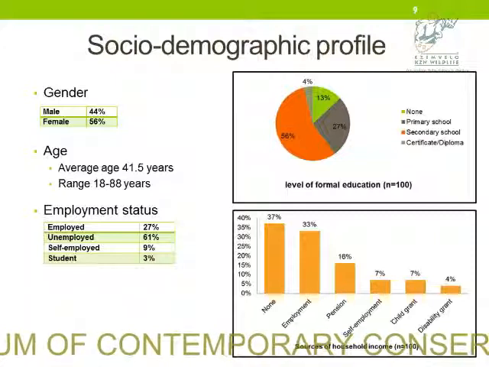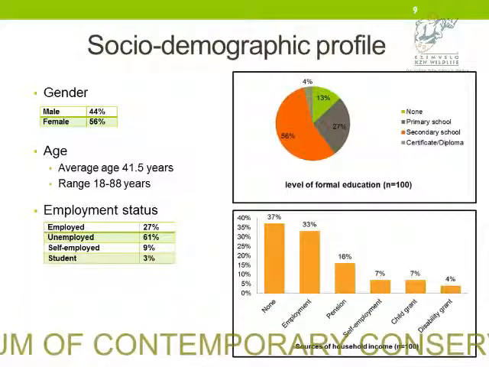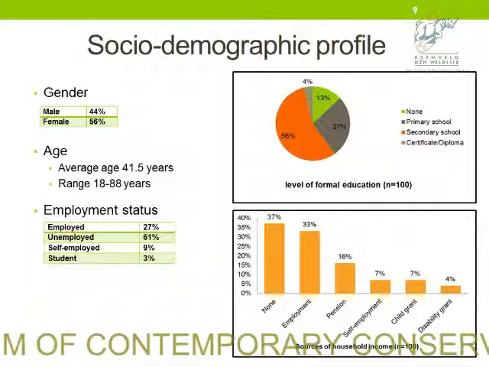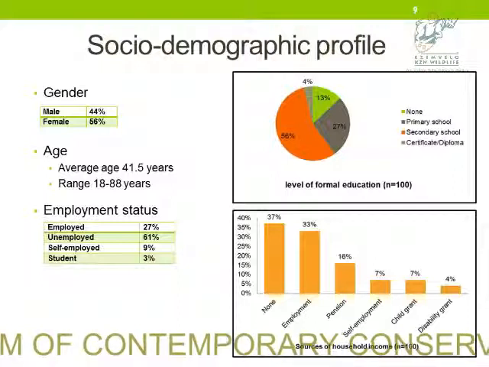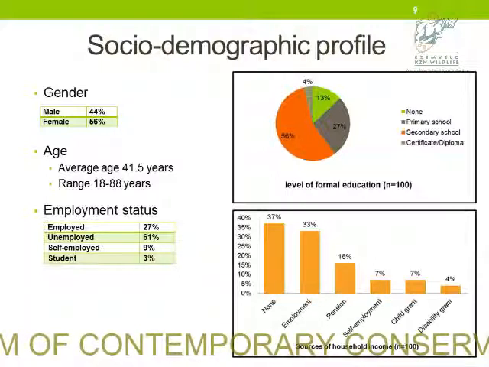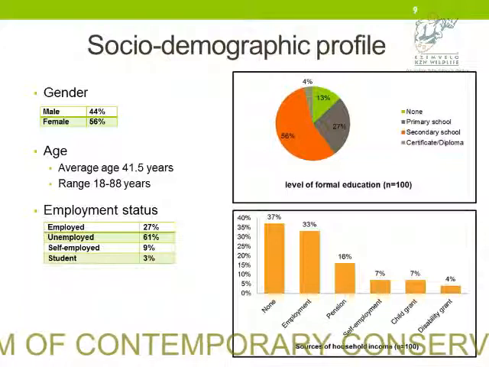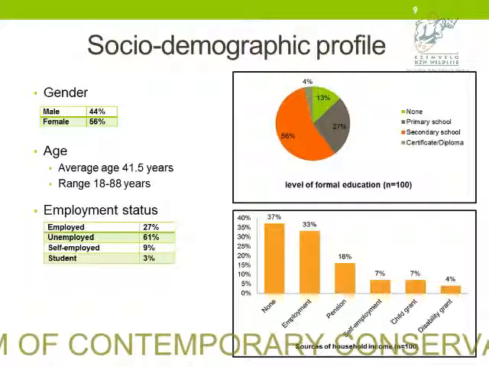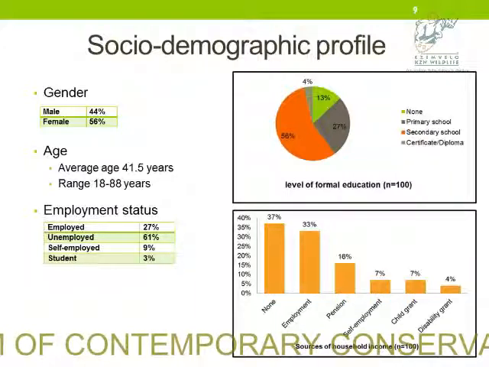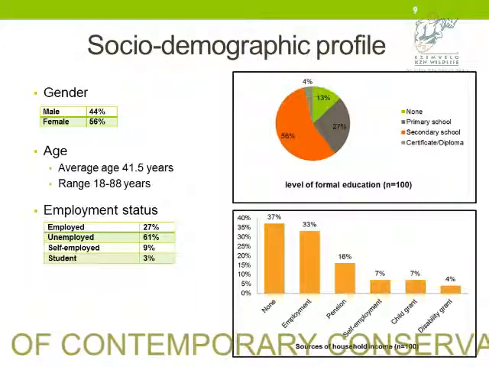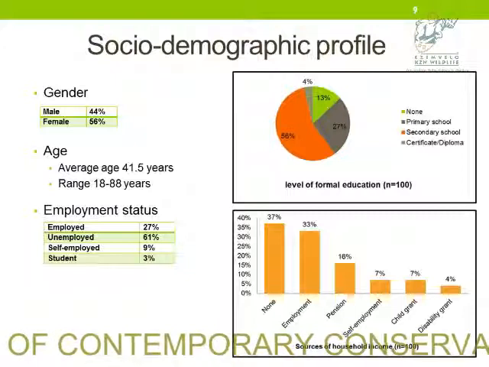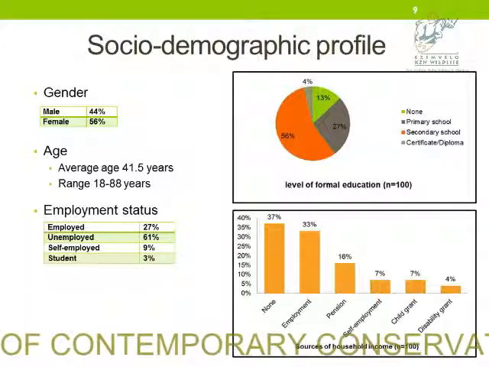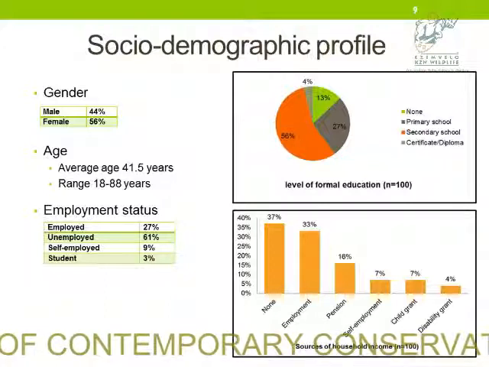In terms of employment status, what was very shocking and alarming was the rate of unemployment at 61%, with only 27% of the respondents having some form of employment. With regards to the level of education, only 56% of community members had obtained some form of secondary schooling, and only 4% have had some form of higher education training where they've obtained either a certificate, a diploma or a degree.